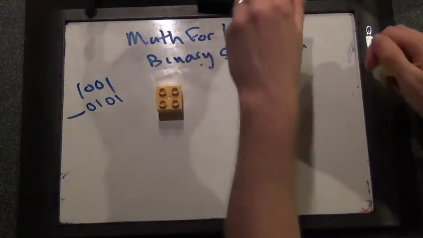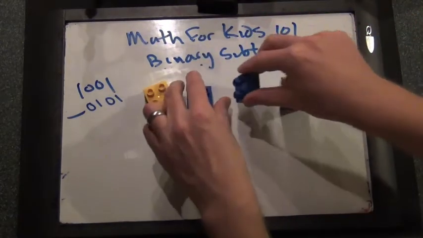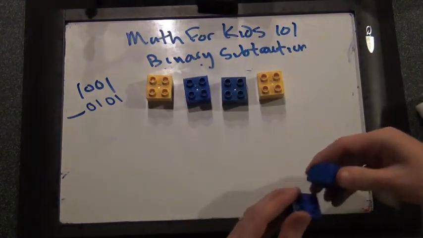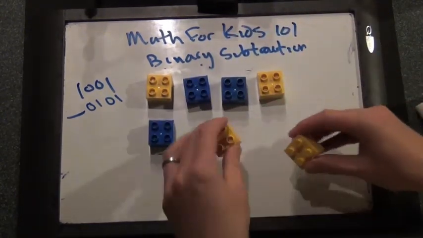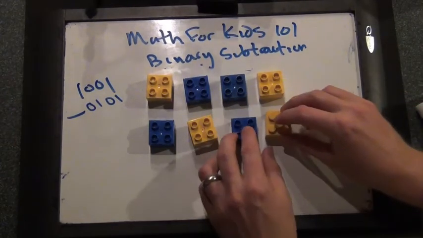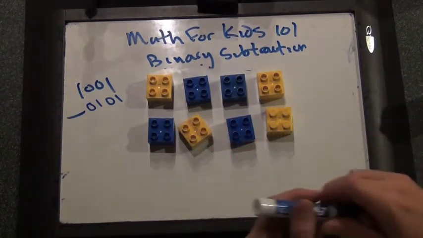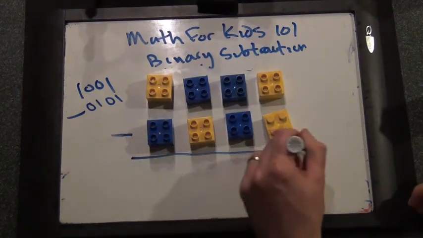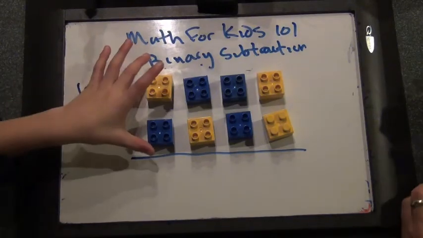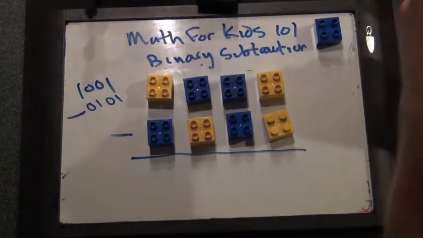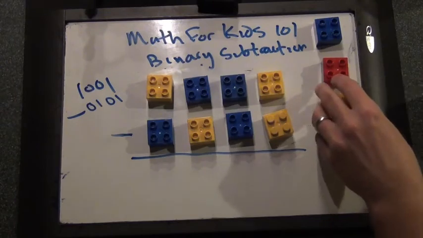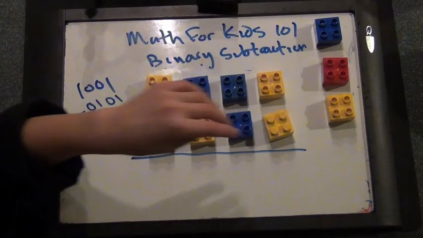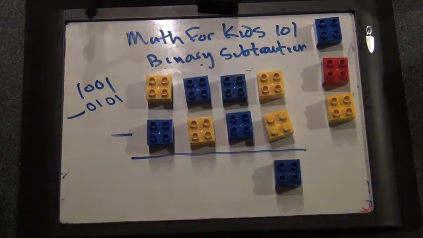Okay. So 1001 minus 0101. So now we have to remember our colors. This is a 0, this is a minus 1, and this is a 1, right? So when we take yellow block, take away yellow block, we get the blue block. Blue block for 0. 0 minus 0 is 0.